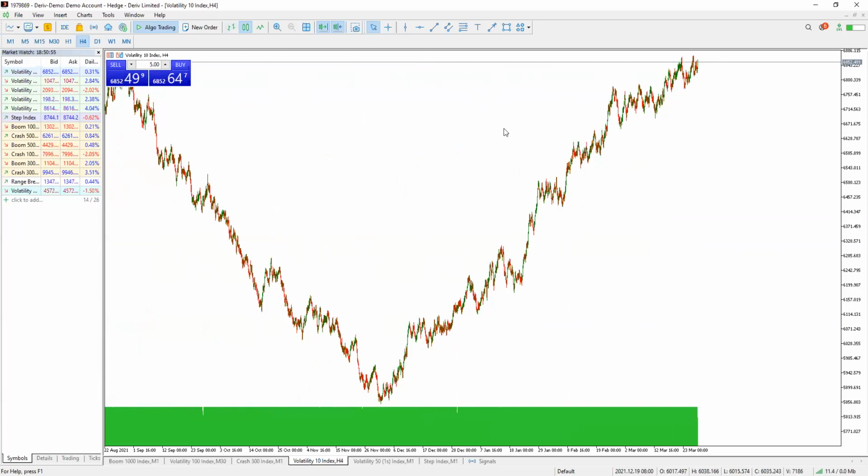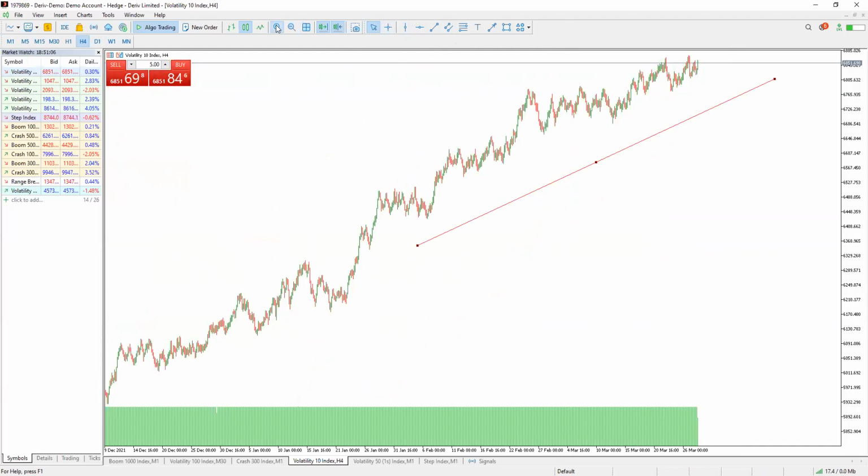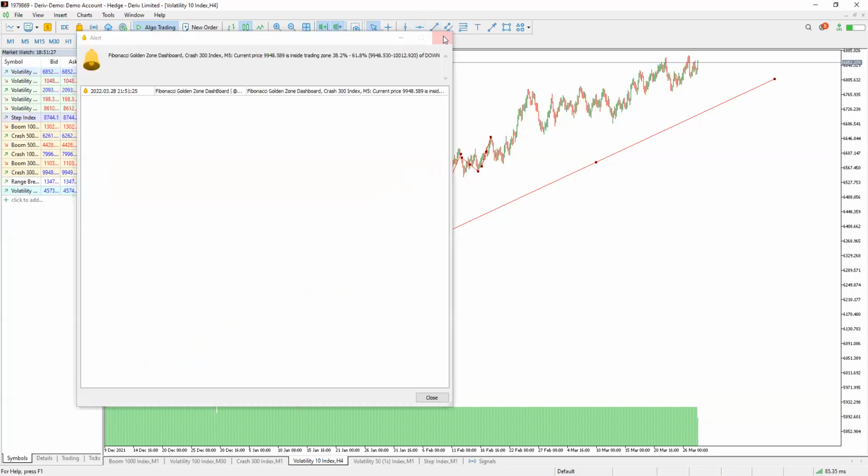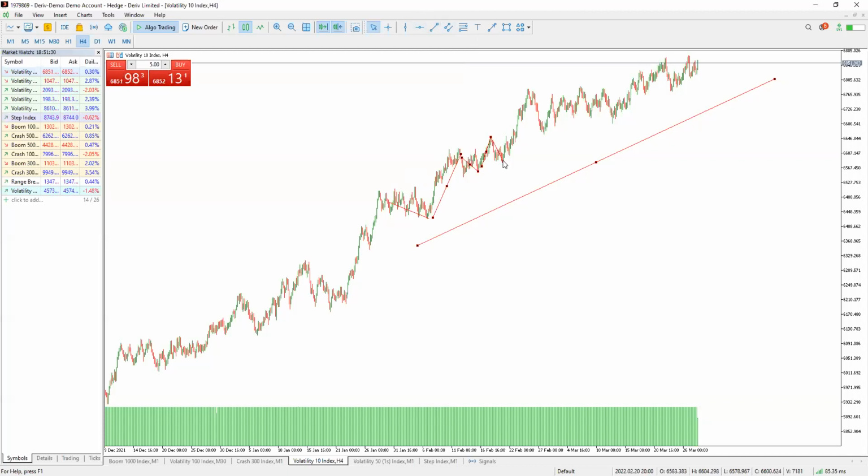What do I see on my V10? I see that my V10 has been going up. Like this. It has been going up. And when it was going up, what was it doing? It was leaving me with these lows, lows and highs. Right. Another low here. Another high here. Another low here. Another high here. It's breaking previous highs.